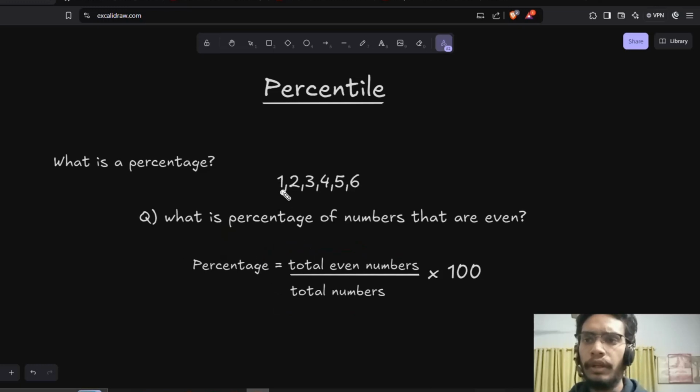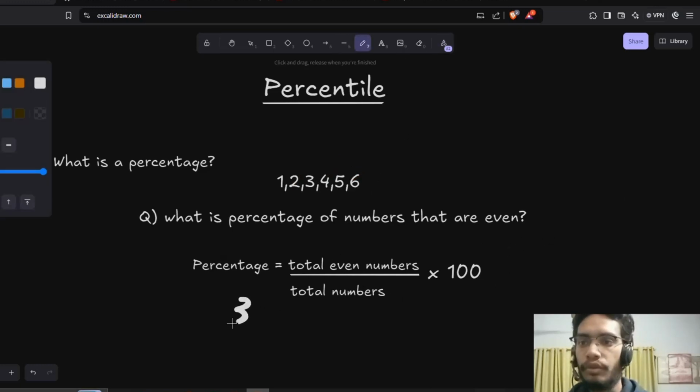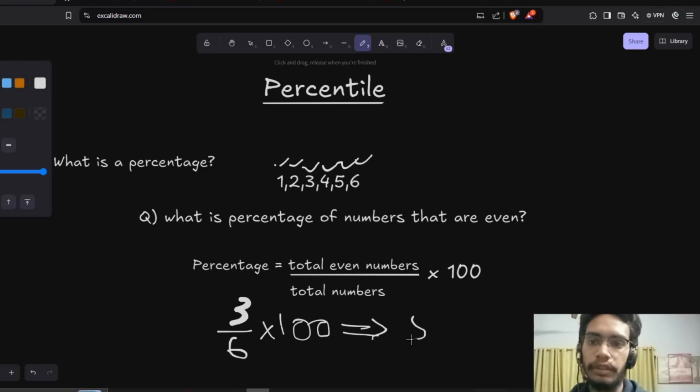So how many even numbers do we have here? 2, 4, and 6. So there are 3 even numbers here. So it would be 3 divided by how many total numbers? 1, 2, 3, 4, 5, 6. So the total numbers are 6, multiplied by 100, right? So this equals 50%, right? So there are 50% numbers that are even in the given data, right? So this is the basic concept of the percentage. I hope you understand this.